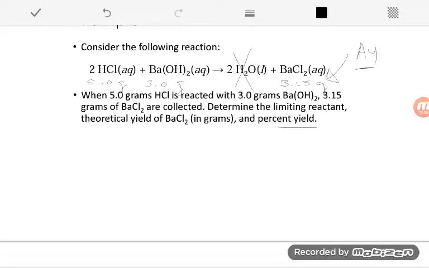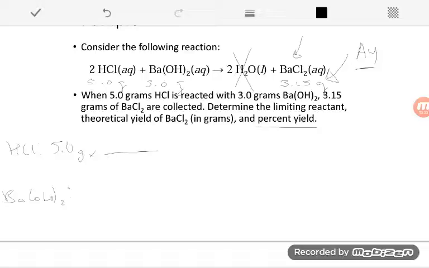First, to figure out the limiting reactant, I need to take each reactant and do a little stoichiometry problem. Figure out how much product I could make with each one. So let's start with HCl. If I start with 5 grams of HCl, if I want to figure out how much barium chloride I could make, I know I'm going to have to go to moles, and then I'll do the mole-to-mole ratio, and then I can go back to grams.